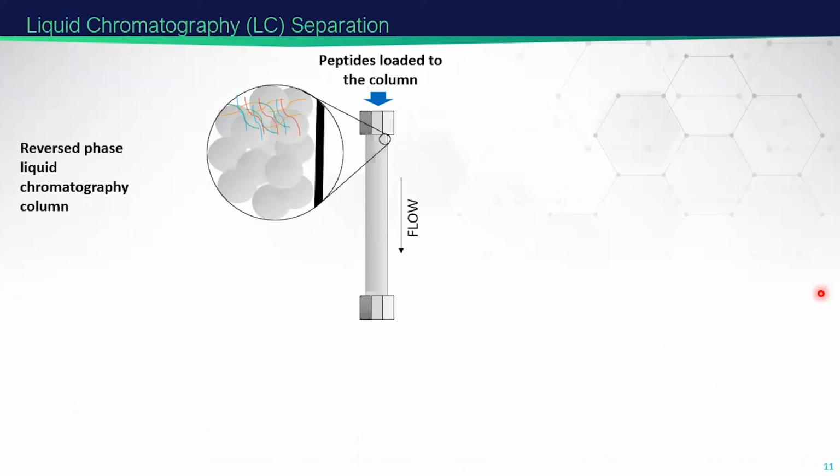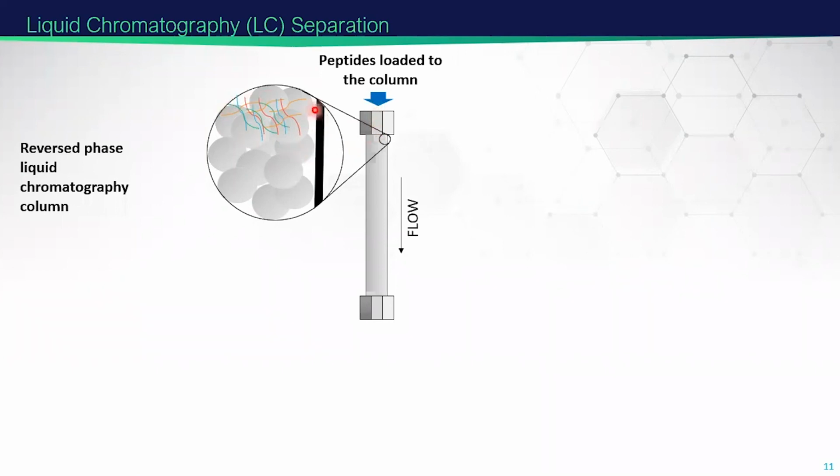But before that, you need to use liquid chromatography to separate them. The reason is that even in a simple bacterial system, you can have thousands of proteins, and if you digest them, you will make tens of thousands of peptides. You cannot ionize them all together at once, because they don't get ionized together. So you need to separate them using liquid chromatography into smaller groups, so you can ionize and analyze them better. Using liquid chromatography, you first load the peptides onto the column.